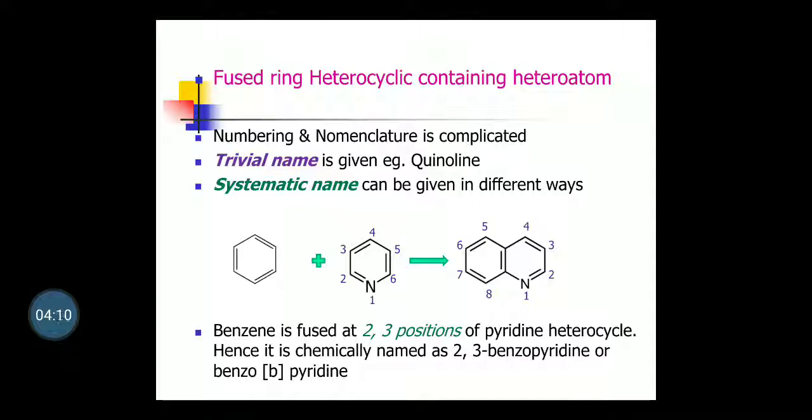Normally, for these heterocyclic ring structures we are using the trivial name. Always we will refer to it as quinoline. This ring we always refer to as quinoline. We will not refer to it as 2,3-benzopyridine or benzo[b]pyridine. So this systematic name we will not use. We'll normally use the trivial name.